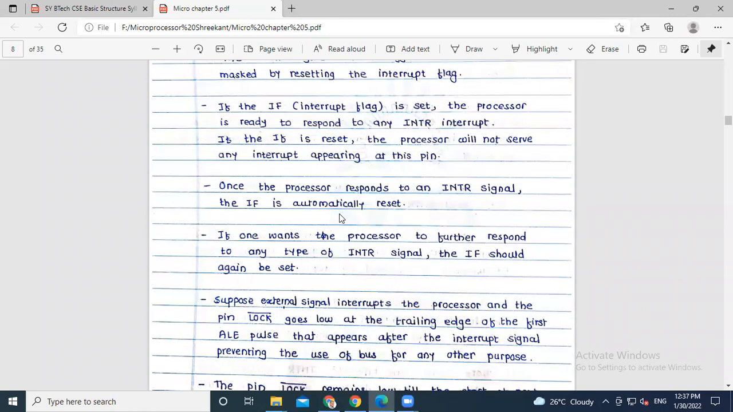So that comes under the maskable interrupts. If the interrupt flag is set, the processor is ready to respond to an interrupt. If it is reset, the processor will not serve any interrupt appearing at this pin. Once the processor responds to an interrupt signal, the interrupt flag is automatically reset. What is IF? It's the interrupt flag. If one wants the processor to respond to any further interrupt signal, the interrupt flag should be set again.